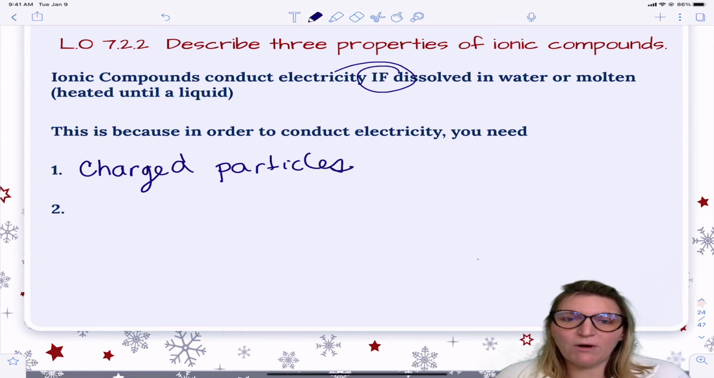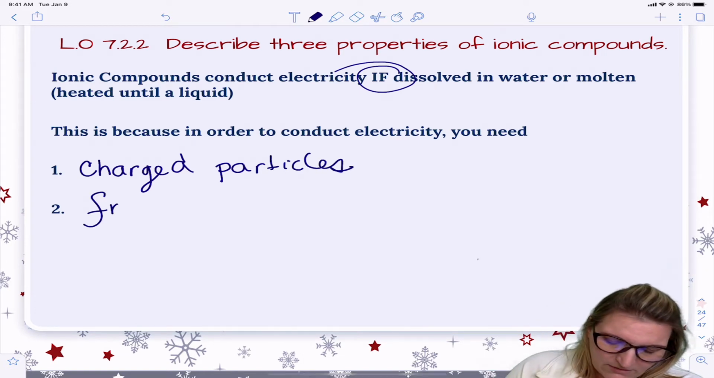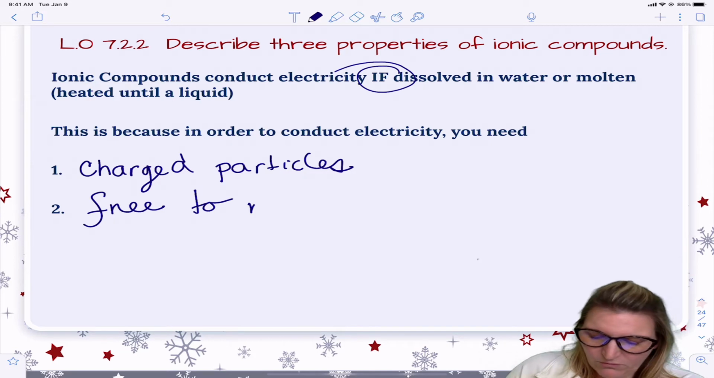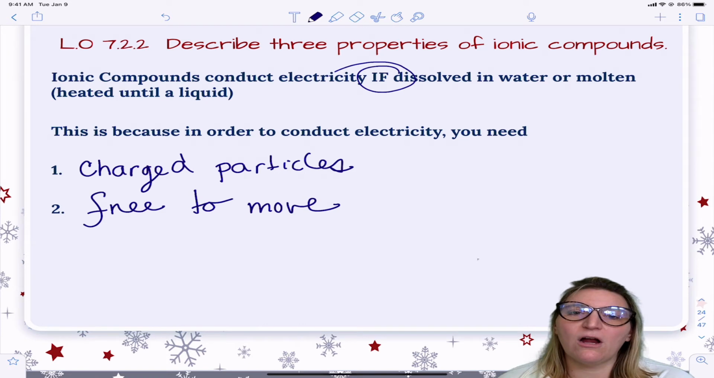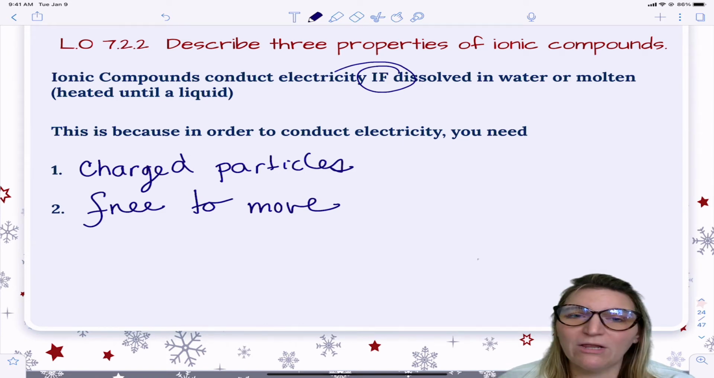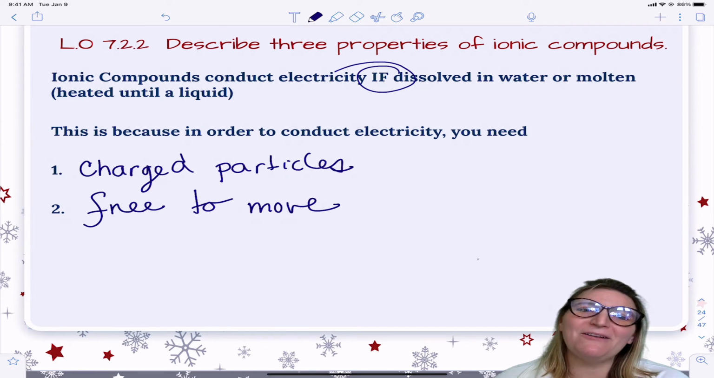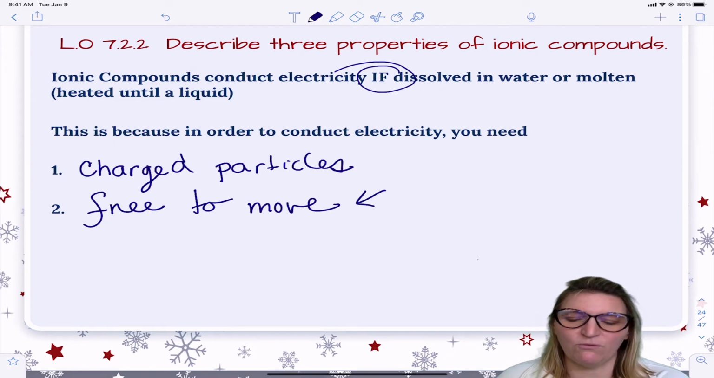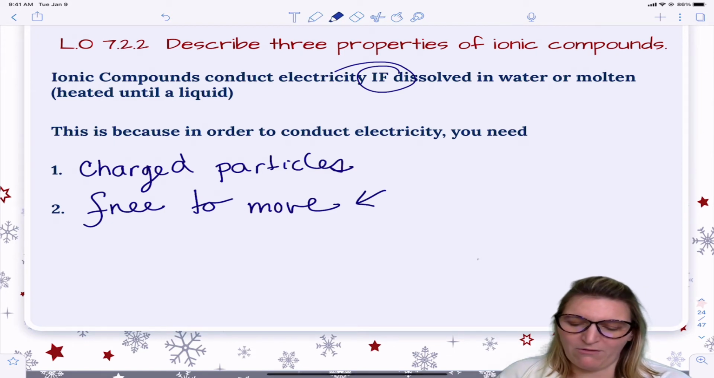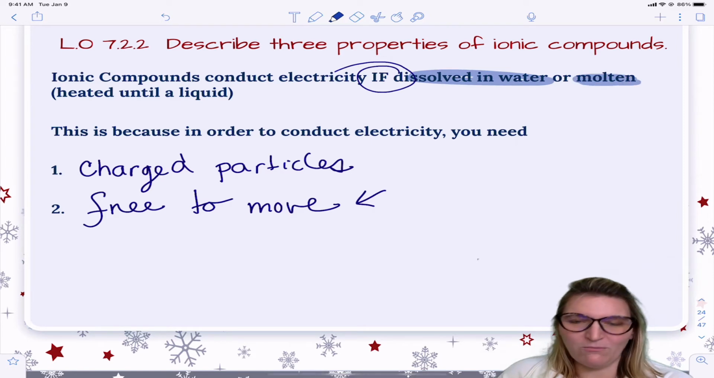And these charged particles need to be free to move. So that's why ionic compounds are really good at conducting electricity, because they're totally made of charged particles. But they don't conduct electricity all the time, because only sometimes are they free to move. When are they free to move? Well, dissolved in water or molten.